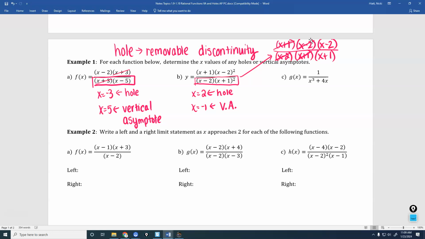So basically, whichever is on the bottom, when you cancel, if it's still left on the bottom, it's a vertical asymptote. If it cancels out and is not on the bottom anymore, then it's a hole. So like this x minus 2 right here, when I canceled with it, I didn't have any more x minus 2's in the bottom. So that was a hole. And then like here, this one canceled, but I still had one left here. So that's what made it a vertical asymptote instead of a hole.